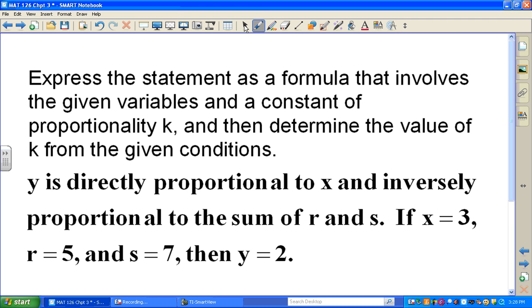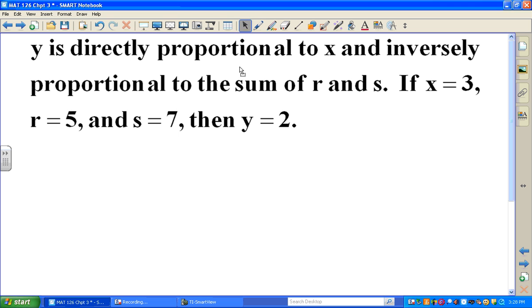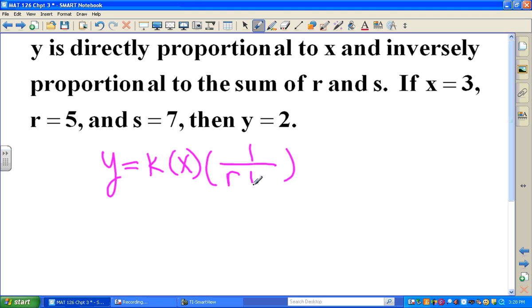Here's another one. It's got a lot of things going on. Let's give it a shot. Express a statement and then determine the value of K from the given conditions. Y is directly proportional to X, Y equals K times X, and inversely proportional to the sum of R and S.